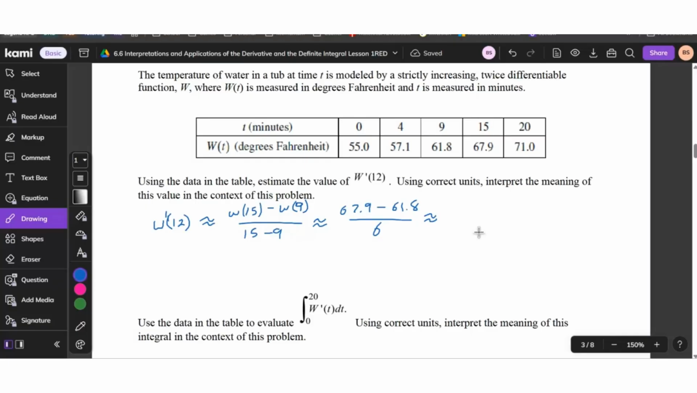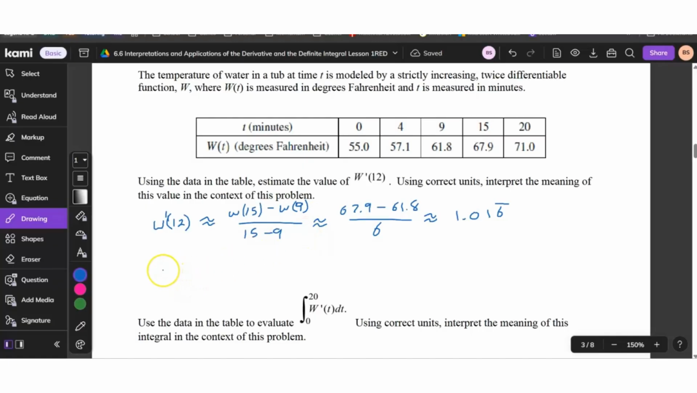What was that? What is the Fahrenheit at 15? 1.16 repeating. What's that? For 15, what was it? 15 was 67.9. Oh my god. All right.